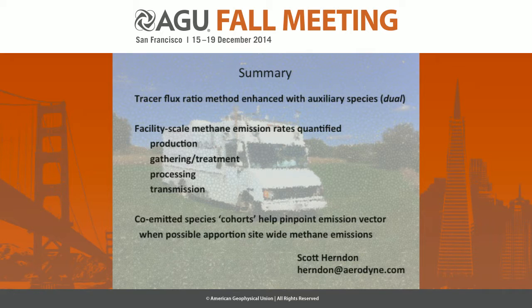So I've talked a little bit about what's going on with this dual tracer flux ratio. Throughout these different sectors, we've observed different types of cohort emissions that help us lock in on what the specific emission vector is, and when possible, actually apportion the total methane emissions that we see on site to a specific piece of equipment type. I'd be happy to take any questions.